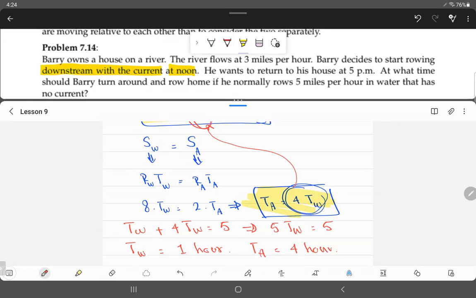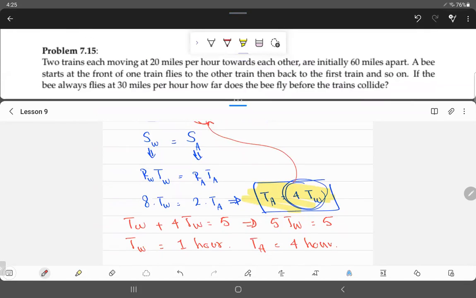He started at noon. It took him 1 hour to reach somewhere. Then 4 hours to go back, because the rate is much lower than the first one. The first one was 8 miles per hour. The second one is just 2 miles per hour, right? Questions? Is it clear? Yes. Okay.